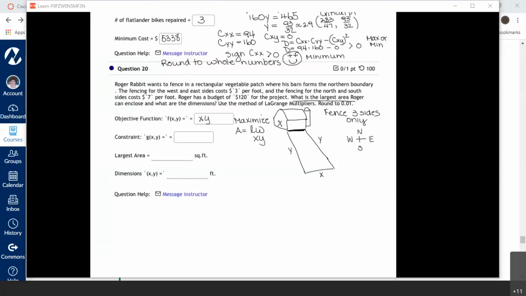Remember, Lagrange by itself will not tell you whether you have a maximum or a minimum. It'll tell you that this is an extreme point and it meets your criteria. What I told you is in this class anyway, just assume if we can find a critical point that meets our constraint, we're going to assume that this is the solution we're looking for. So that's our objective. Now we've got to figure out our constraint. Well, obviously, our constraint is the budget.